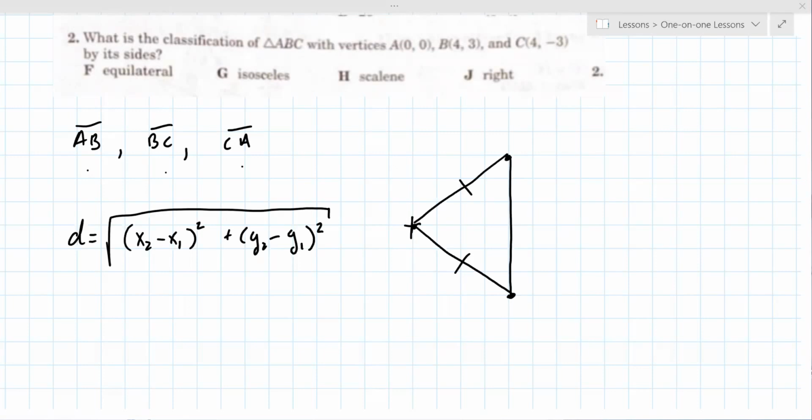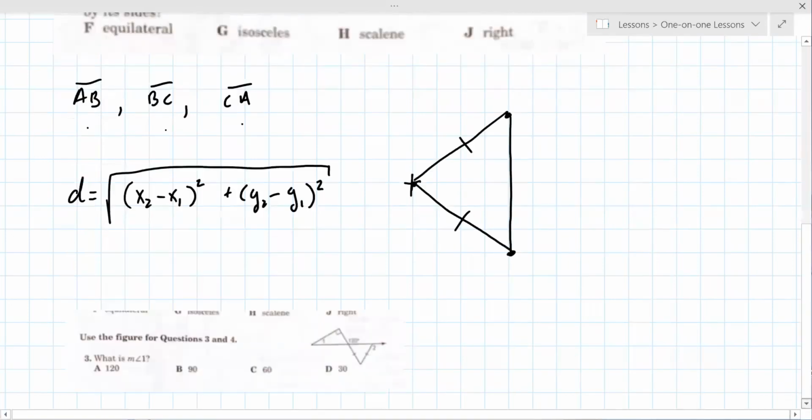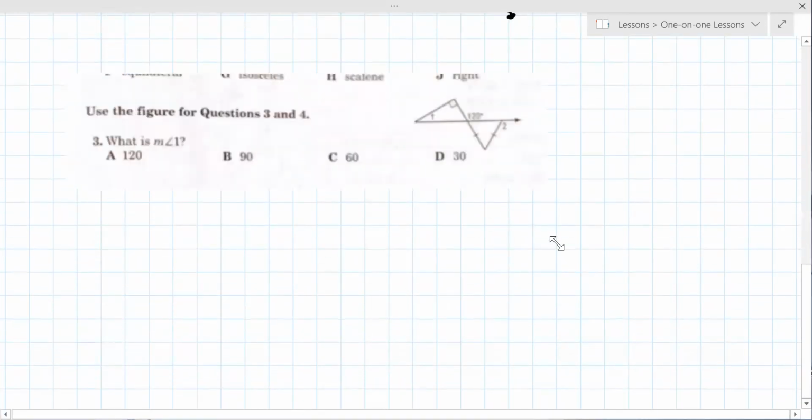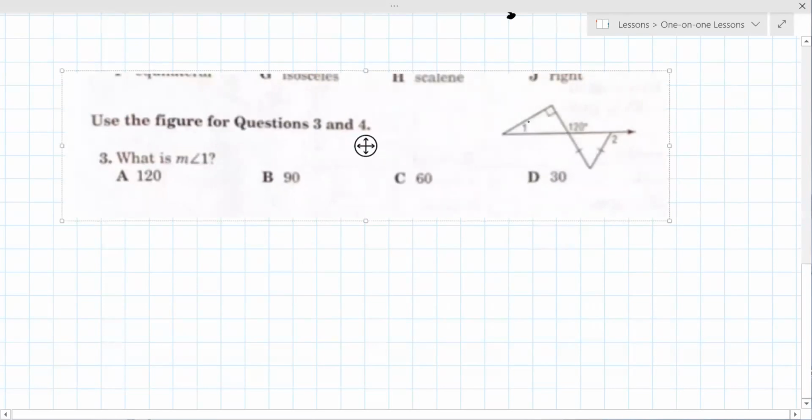All right. So number 3, what is the measure of angle 1? I'll snip that picture in. All right, so angle 1 is over here, and you can tell me this angle that I'm pointing at with the arrow there because these are on a straight line.